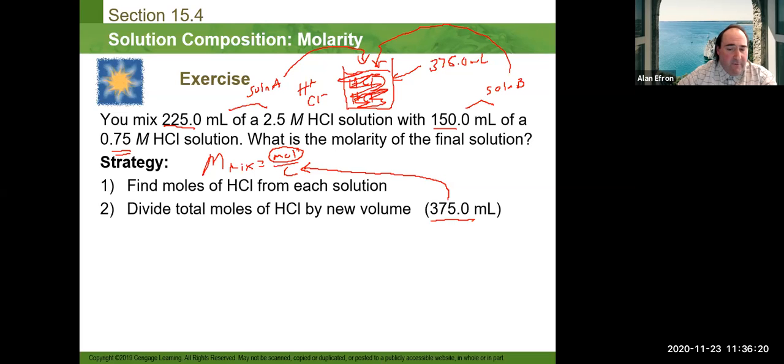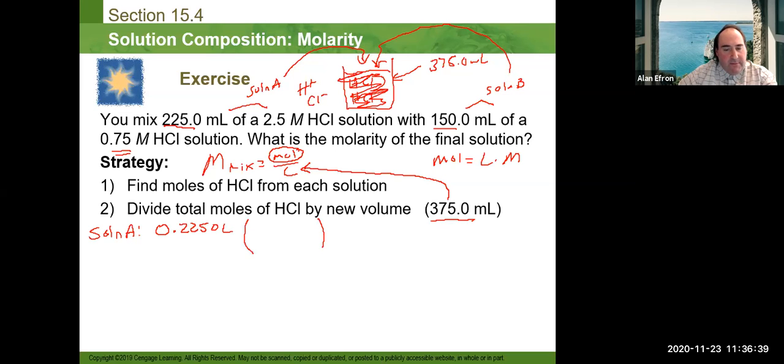So we're looking for moles, which means we're going to take our liters times molarity, and we're going to do that for each solution. So we'll just call it solution A here. For solution A, we're going to convert our volume into liters, so we're going to divide by 1,000 or move our decimal place over.